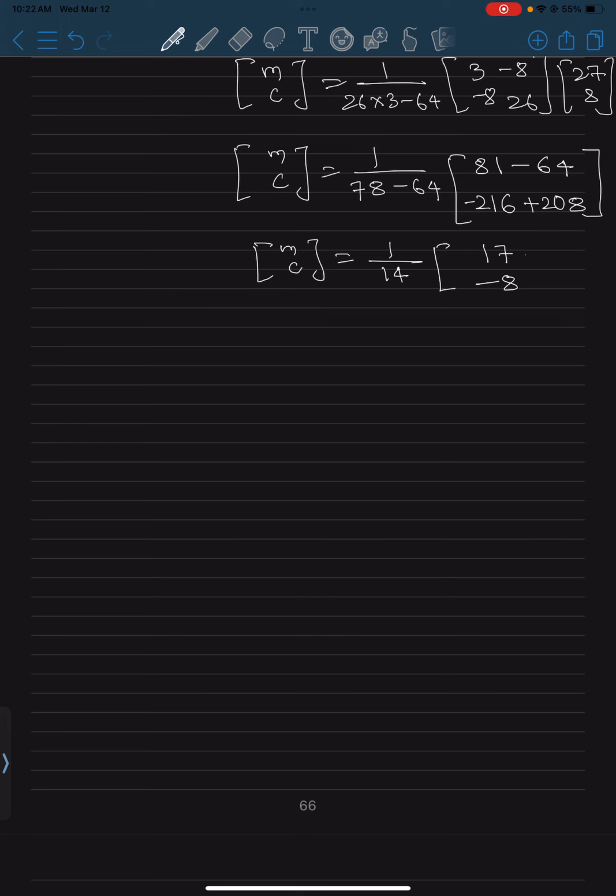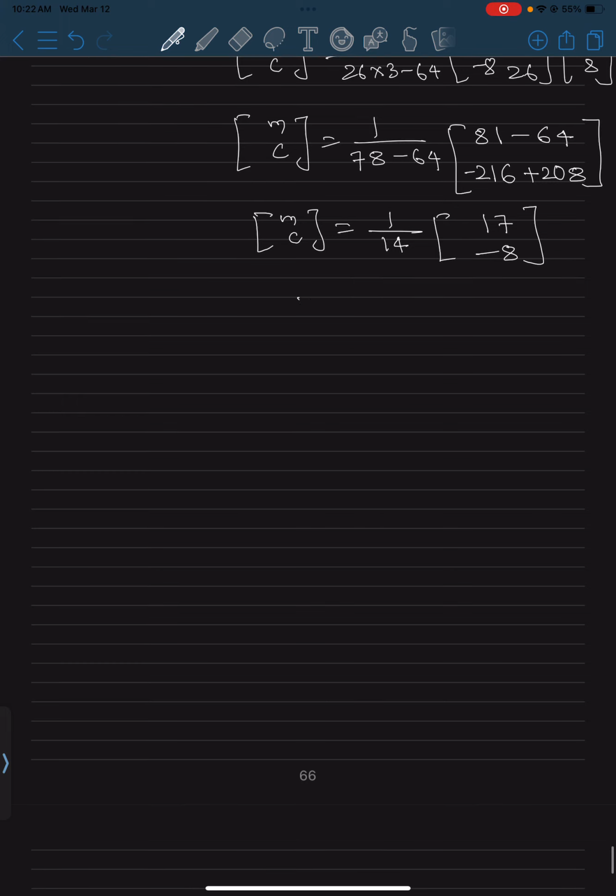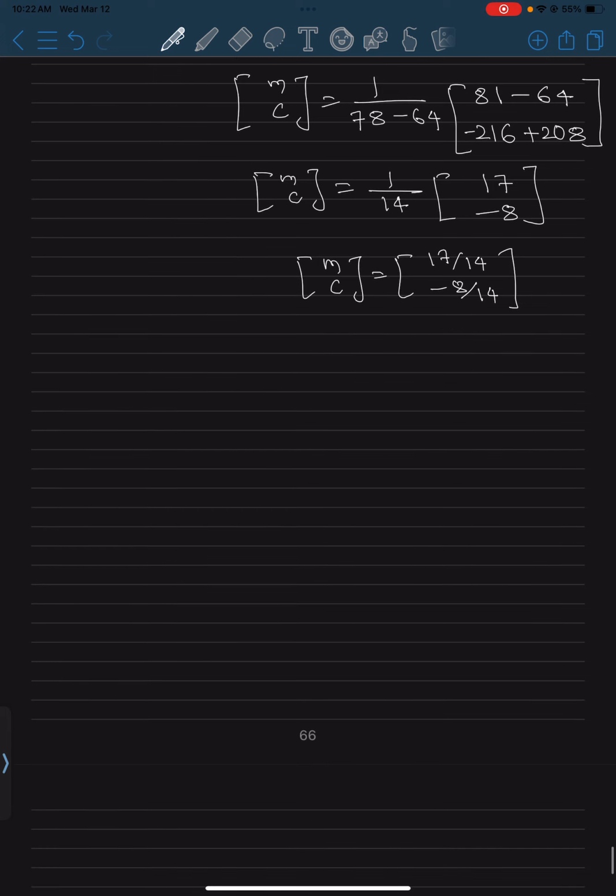This is negative 8, right? So you get MC as just 17 over 14, negative 8 over 14, right? And you get M as 17 over 14 and C as negative 8 over 14. Now your equation of line becomes 17 over 14x and then minus 8 over 14, right?